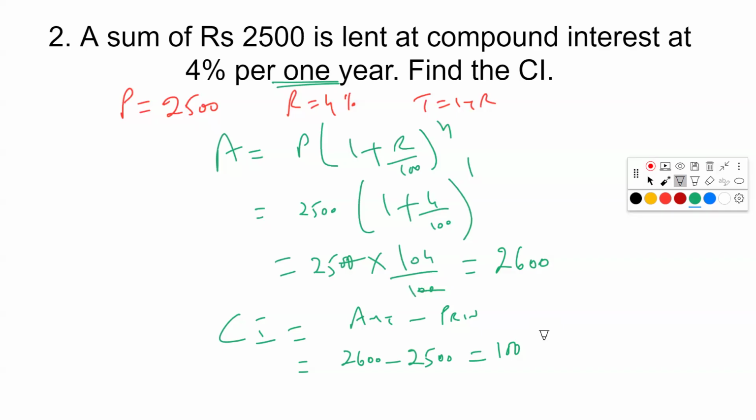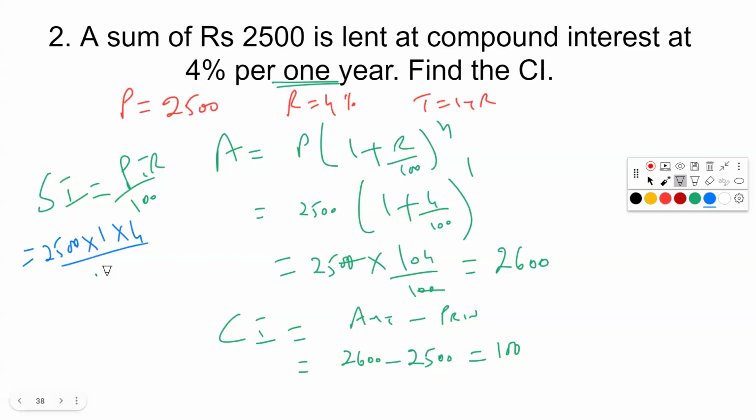And please calculate simple interest. What is simple interest in this case? PTR by 100. So what is P here? 2,500. What is the time period? 1. What is the rate? 4%.